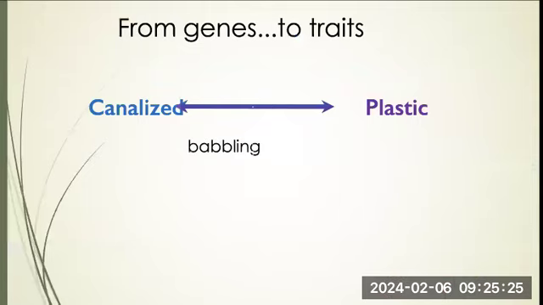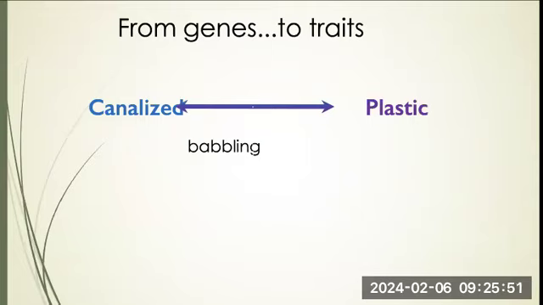So here are some examples of traits that are canalized versus plastic. Canalized, think of a canal, one way, right? So certain components have to be canalized just so that babies develop properly. So things like babbling, the age at which a child starts emitting sounds, that's pretty canalized. We can predict that very easily.